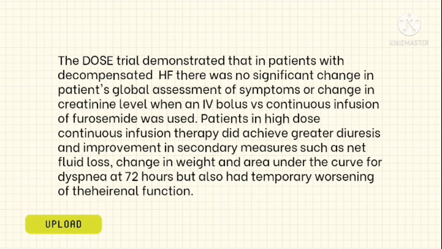Patients in high-dose continuous infusion therapy did achieve greater diuresis, an improvement in secondary measures such as net fluid loss, change in weight and area under the curve for dyspnea at 72 hours, but also had temporary worsening of renal function.